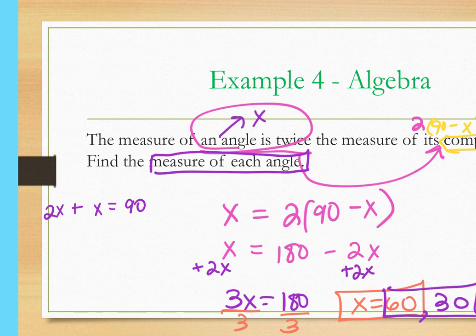So what would have happened? Sorry, let me go back. What would have happened if that had said supplement? You do 180 instead of 90. That's it. Okay, so the supplement would be 180 minus x, or you would say 2x plus x equals 180. Either way.